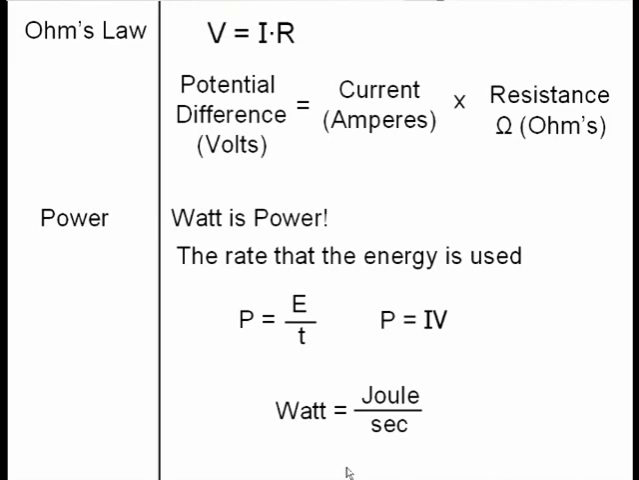Power is measured in the units of watts, which is a joule per second. Joule is energy and second is time. So that means when you're multiplying an ampere times a volt, it also comes out to a joule per second.